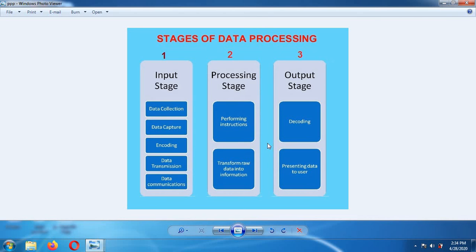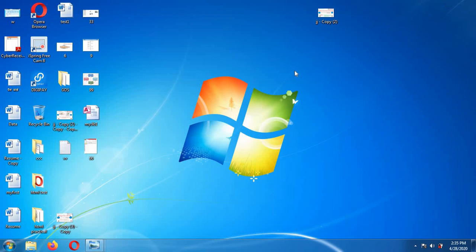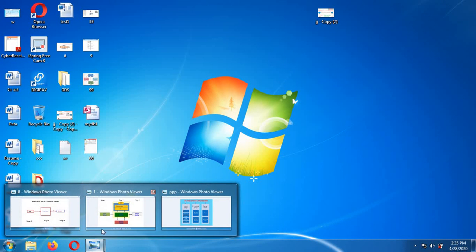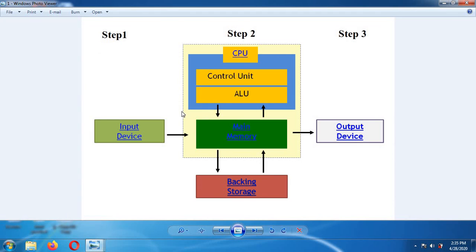So you came to know that a computer works in three steps. Okay, and let me describe some more detail on this. In these three steps, look at this figure and you will get more knowledge about this.